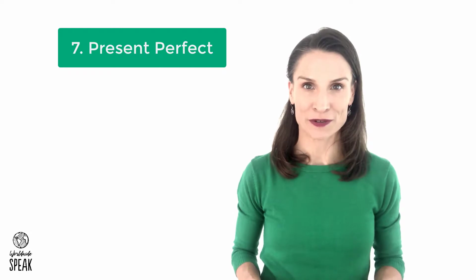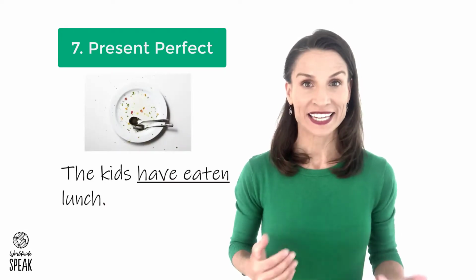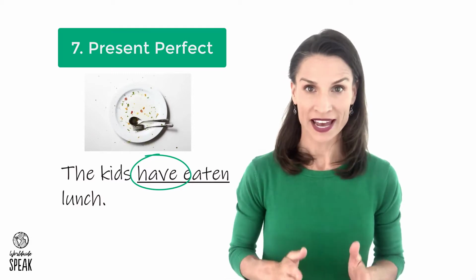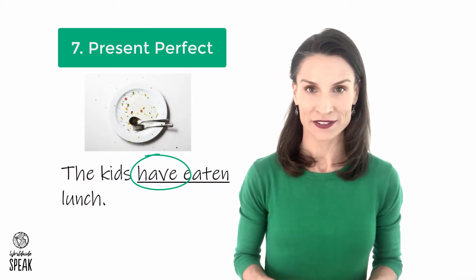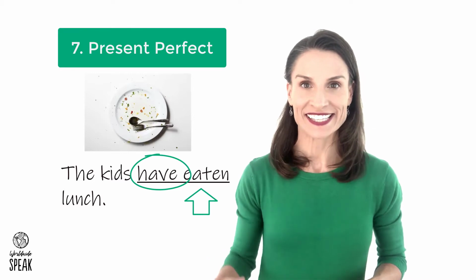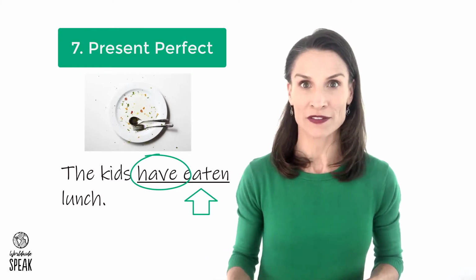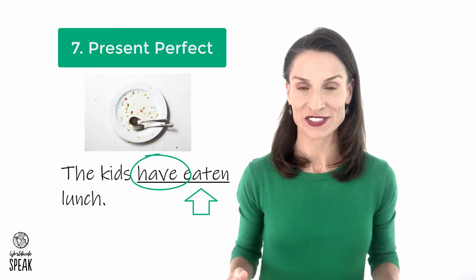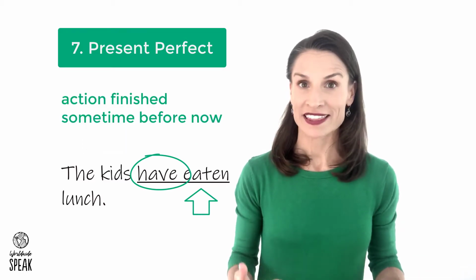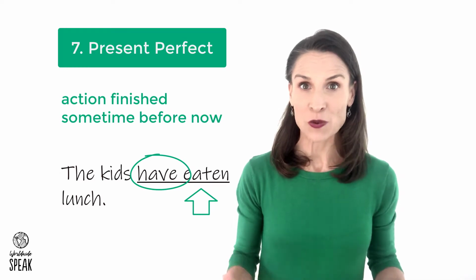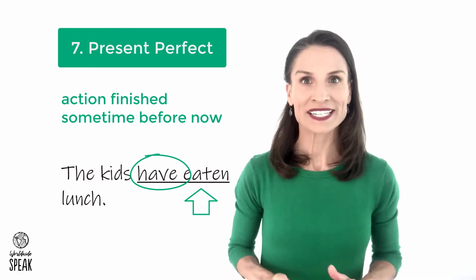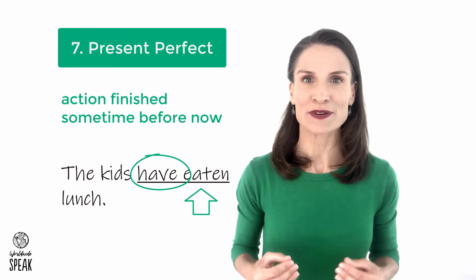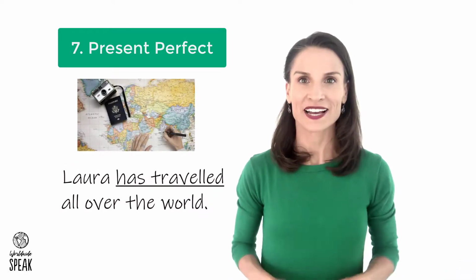Let's look at present perfect first. The kids have eaten lunch. I use have, the present form of have, and eaten. This is the past participle of the verb eat. The kids have eaten lunch. This tells me that the kids ate lunch before now, but it doesn't tell me when they ate lunch, just that this event happened before now.